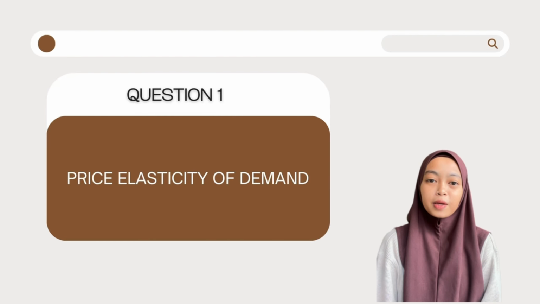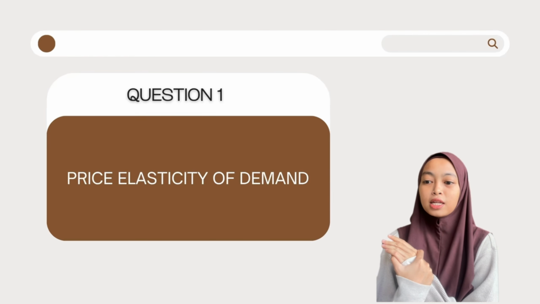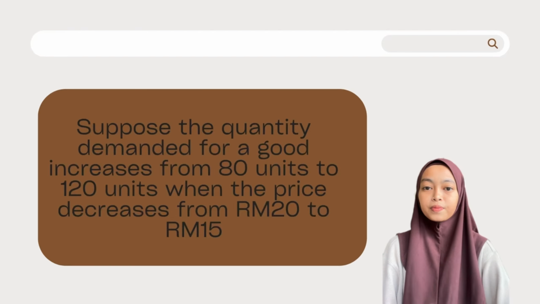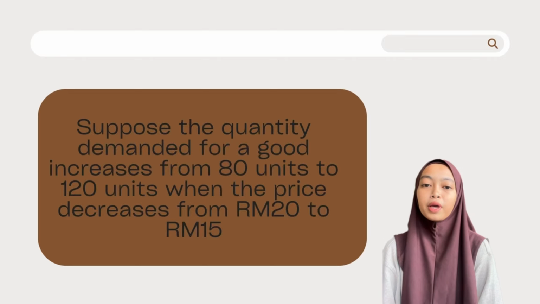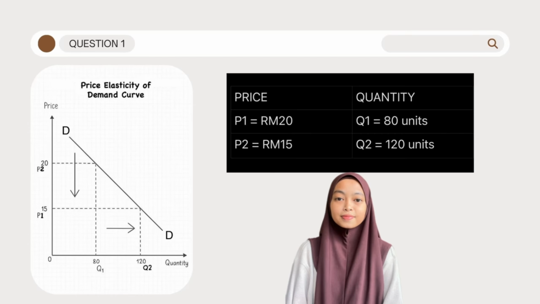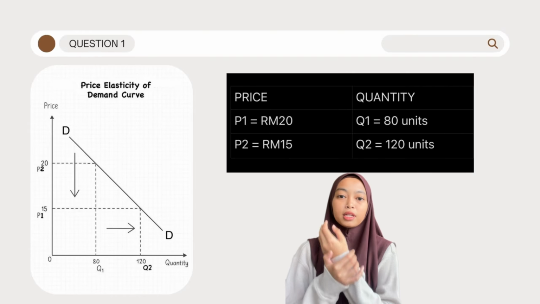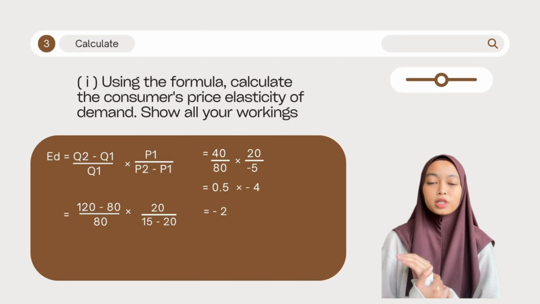So for this assignment, I chose question number 1, which is price elasticity of demand. Suppose the quantity demanded for a good increases from 80 units to 120 units when the price decreases from 20 ringgit to 15 ringgit. So this is the price elasticity of demand curve and the schedules that I made. So let's go to question number 1.